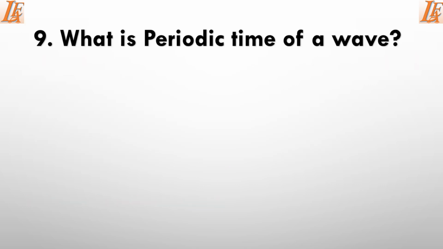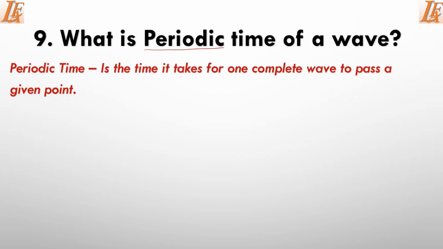Question 9. What is periodic time of a wave? Periodic time, sometimes we call it just period, is defined as the time it takes for one complete wave to pass through a given point.